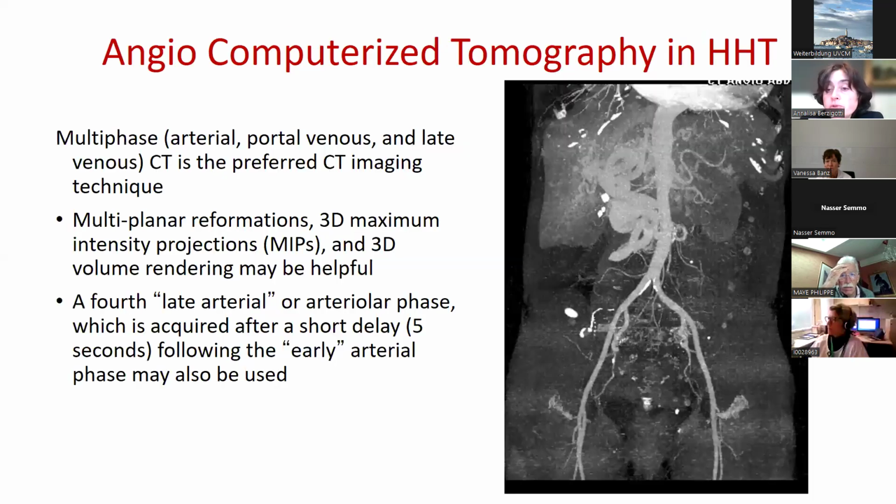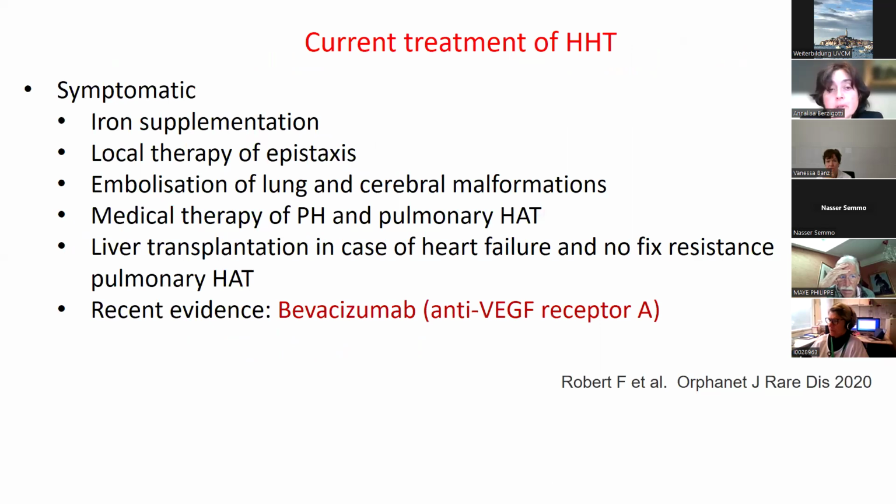Angio-CT is what we can use to see better where malformations can be located, not only in the liver, but in other organs, and you can use more modern techniques like photon counting or MIP to have much better visualization.